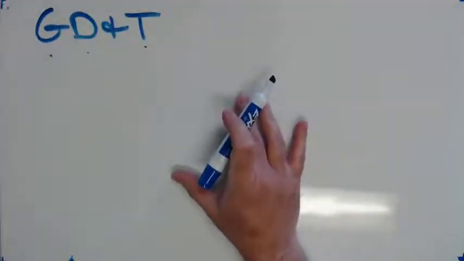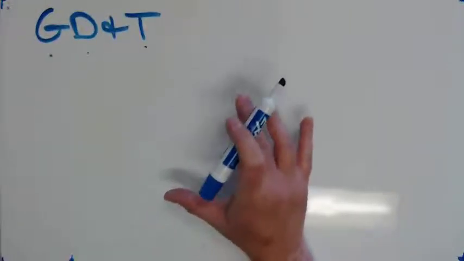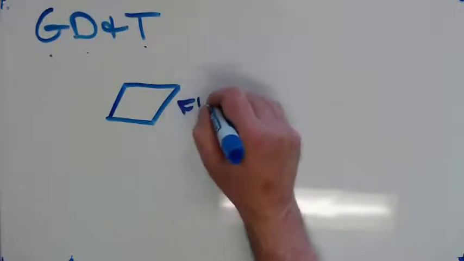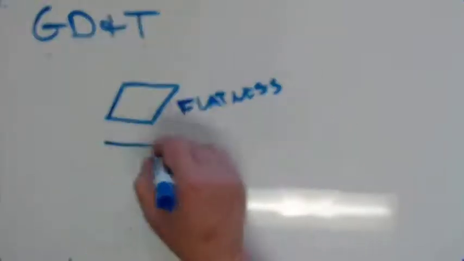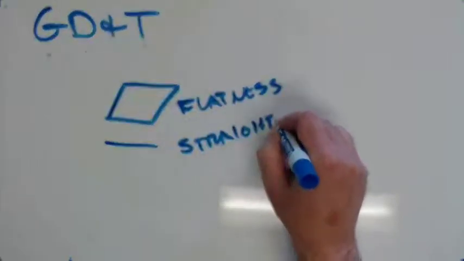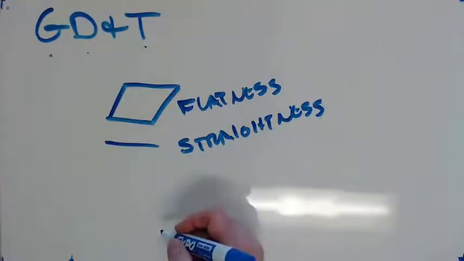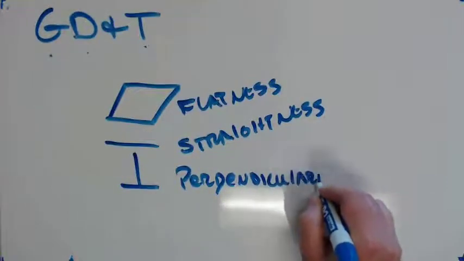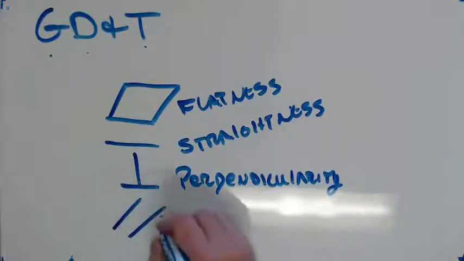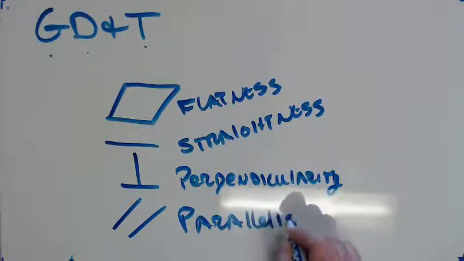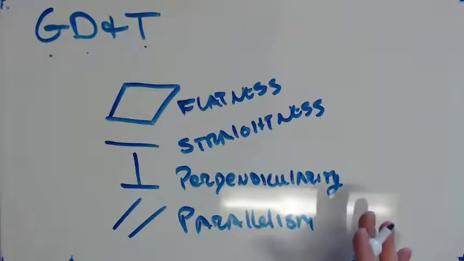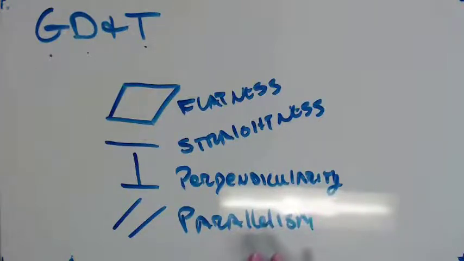So how does it work? Well, first there are characteristics, and the characteristics are kind of what we want the part to be. Some of those characteristics: a parallelogram-looking thing means flatness. There's a straight line, which is straightness. There's a lot of them. There's this one, which is perpendicularity, and this one, which is parallelism. These are what they call geometric characteristic symbols. There's bunches of them, and in the machining world there are even more, but these are the common ones we're going to run into.